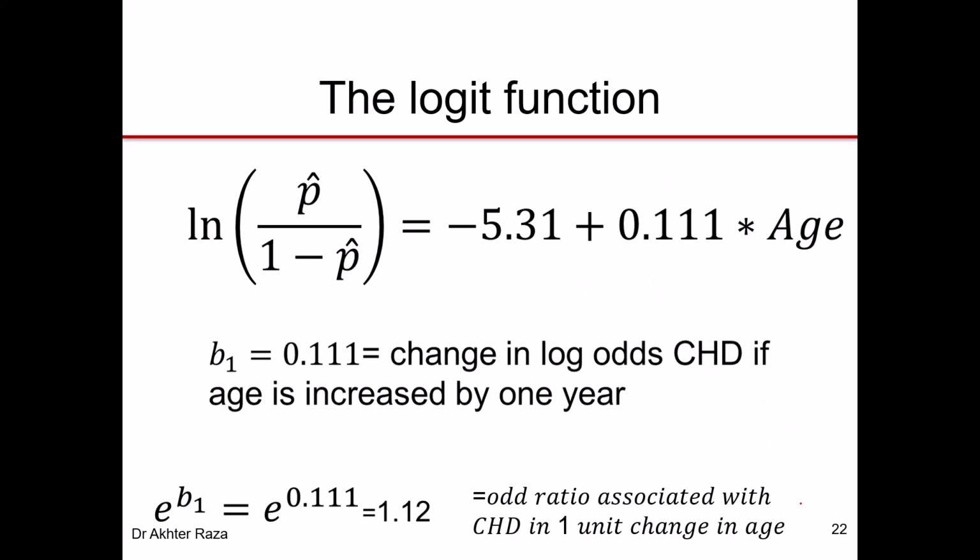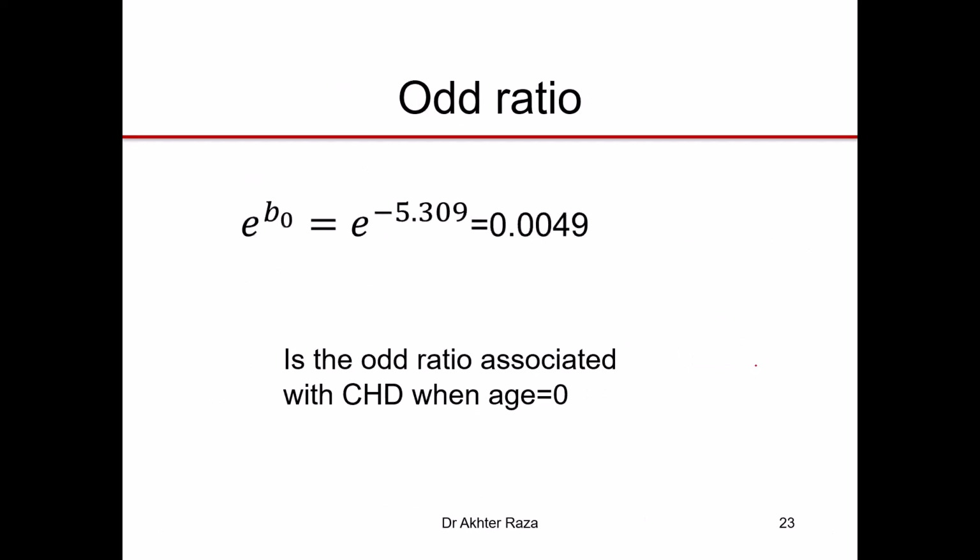So there are several descriptions of this. If age is increased by 1 unit, then the logit value will be increased by 0.11. If age is increased by 1 unit, then the odd ratio will be multiplied by 1.12. So there are two versions of describing the slopes: either the increase in the logit function or the increase in the odd ratio. The odd ratio is increased by 1.12 and the logit function will be increased by 0.11. So this is the conclusion of your model.